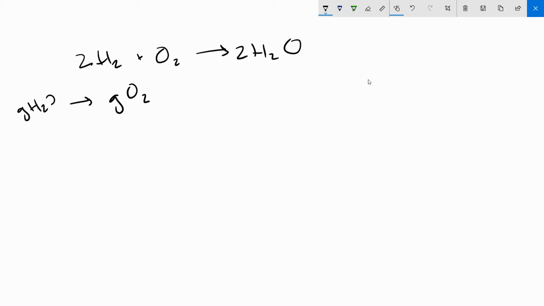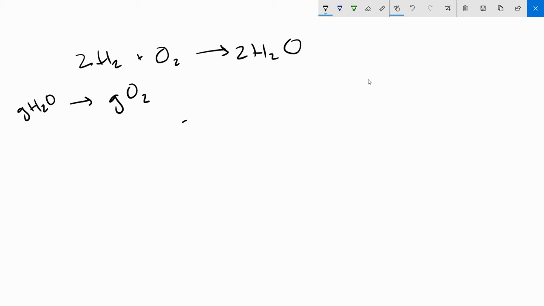So we have our reaction. H2 plus O2 creates H2O, and to make it balanced, we have to do 2 and 2. And we are looking for the grams of O2. That's what we're trying to get to. And we are coming from grams of H2O.